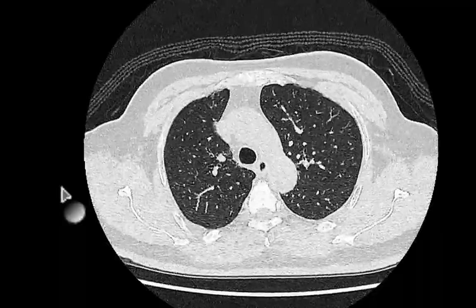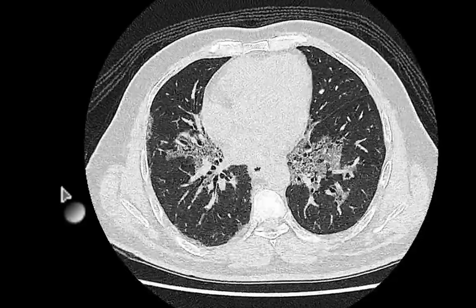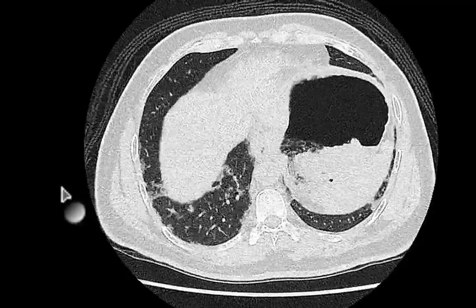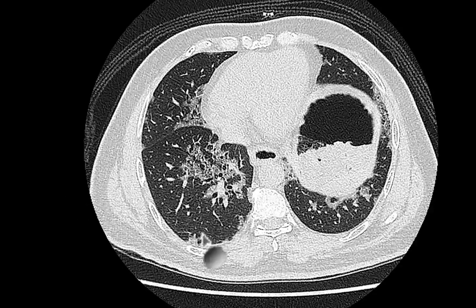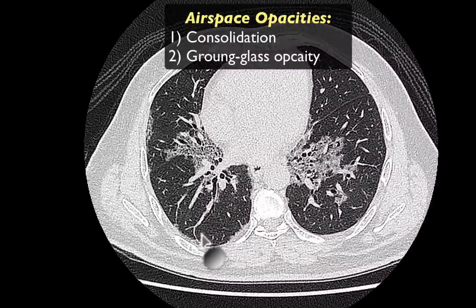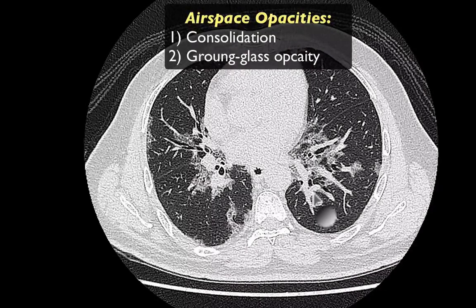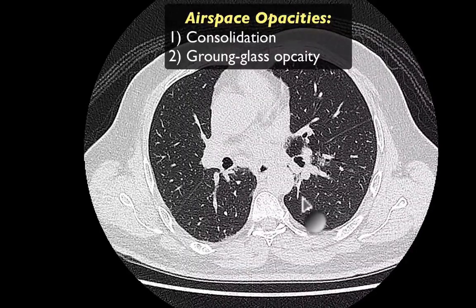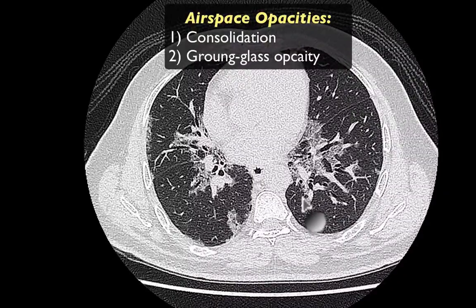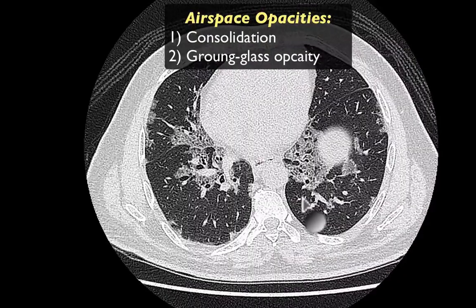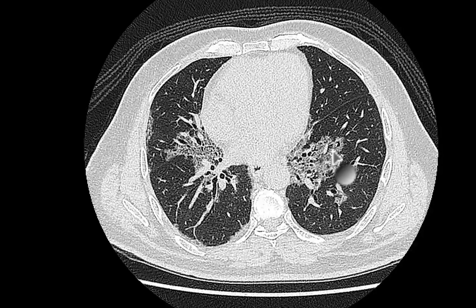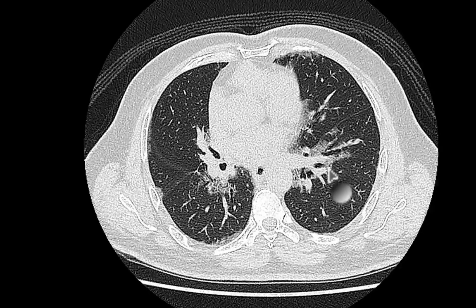The abnormality is obvious. You have multifocal bilateral lung opacities. Now, airspace opacities could be classified into consolidations versus ground glass. They're both increased lung density. If you have an increased lung density that obscures the underlying lung markings, that's called consolidation. If you have an increased lung density that does not obscure the underlying lung markings, that's what we call ground glass opacity. In this case, you have increased lung density that does not obscure the underlying lung markings, and that's why these are ground glass opacities.